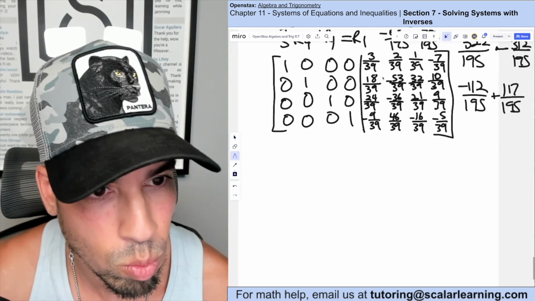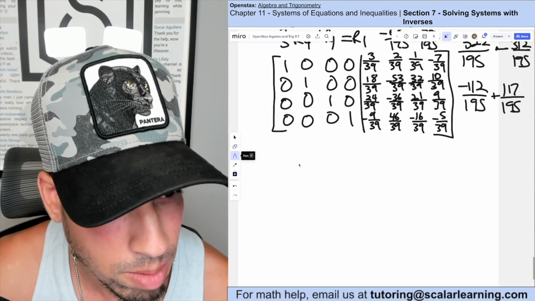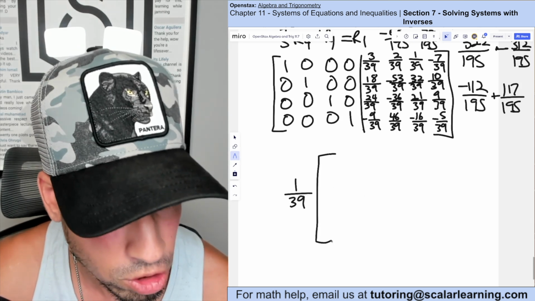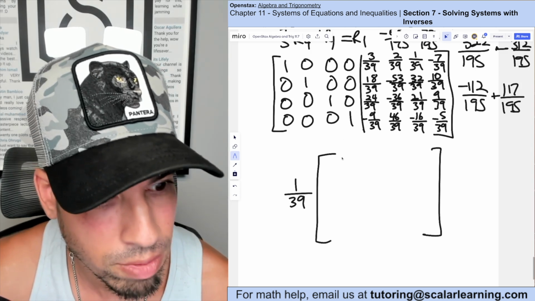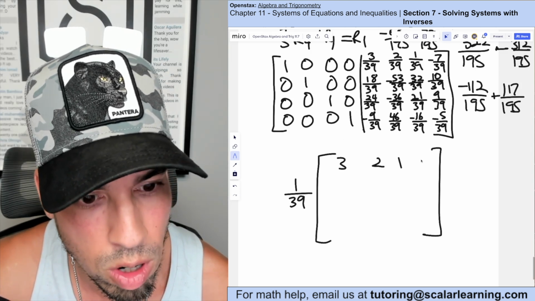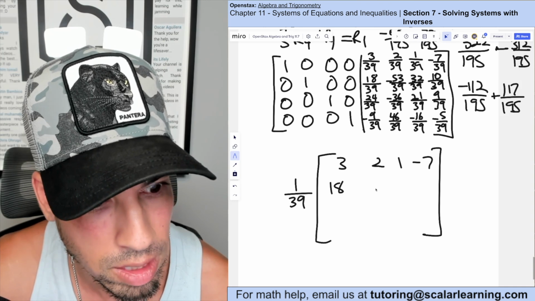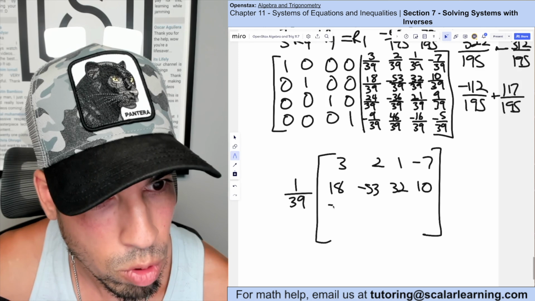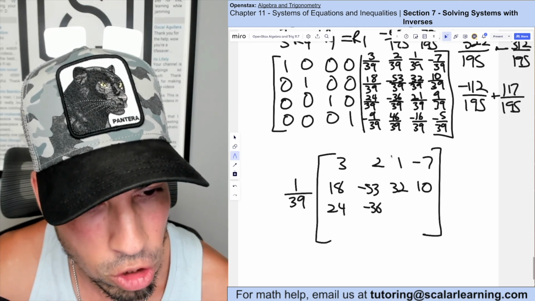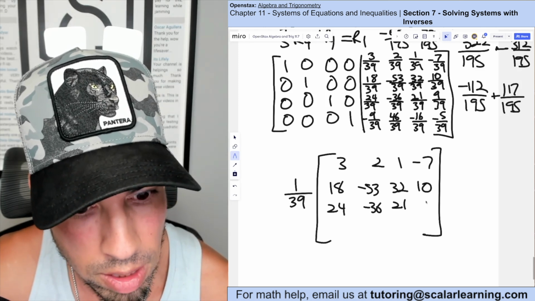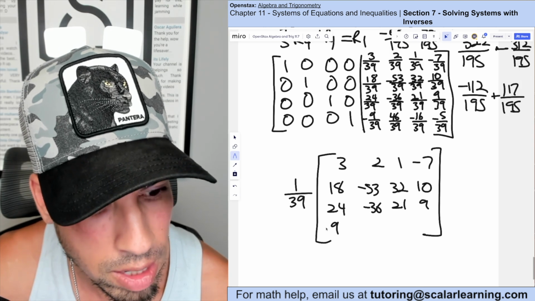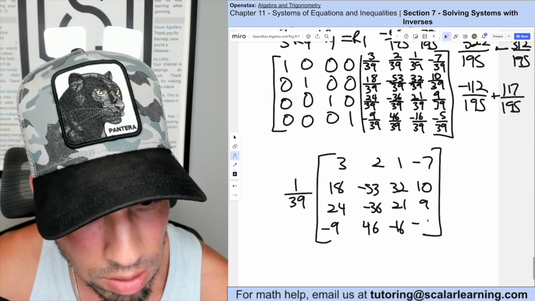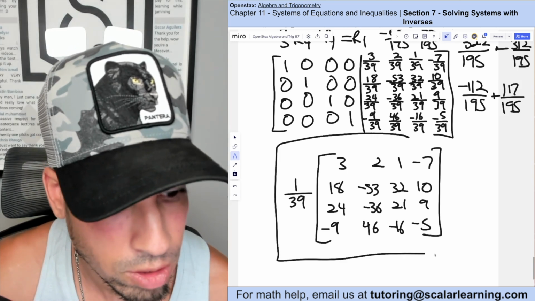I'm going to factor out the 1 over 39 because they all have that denominator, just like in the answers. You don't have to. That's already correct, but let's do it just like they did it. And then what we have left is 3, 2, 1, negative 7, 18, negative 53, 32, and 10. Third row is 24, negative 36, right? It's just all those numerators, 21 and 9. Last row is 9, negative 46, negative 16, and negative 5. And that is how you do it.